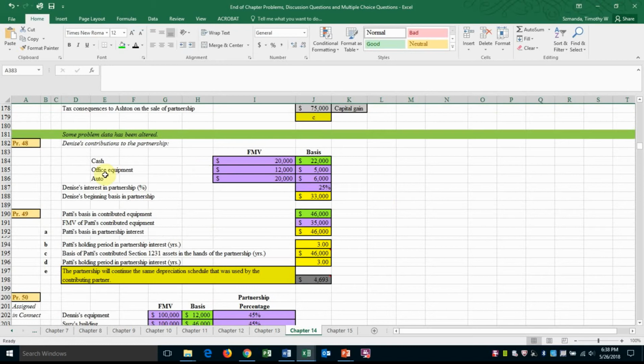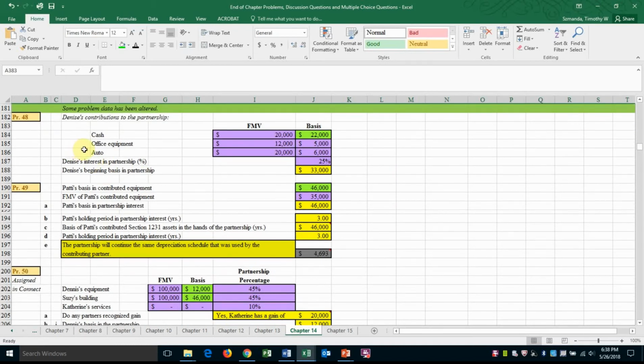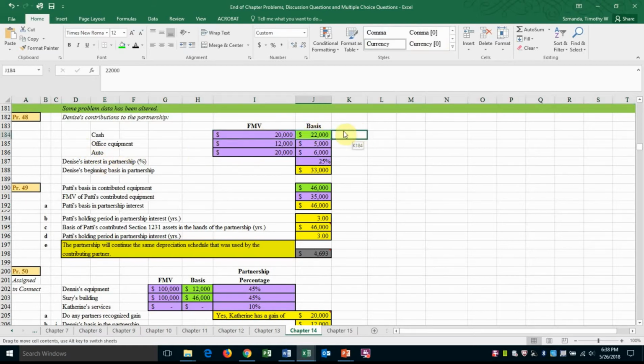Alright, so let's look first at problem number 48, and 48 is found on page 14-38. So Denise contributes the following assets to a partnership for a 25% stake or interest in the partnership, and they give us the fair market value and the basis. I changed the value of the basis they gave us here from 20,000 to 22,000. Office equipment, all the rest of the data remain the same.